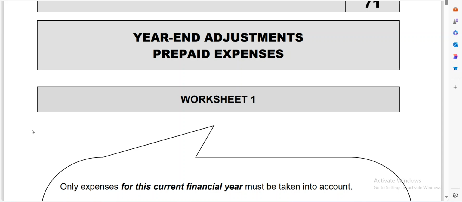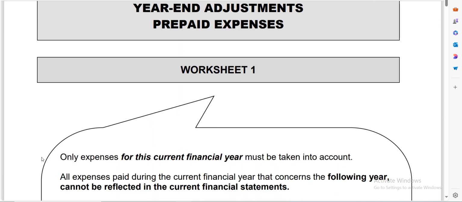Okay. Now, in accounting, there's a principle that we call matching. It says that expenses of this year should be matched with the incomes of this year. So, in other words, if an expense overlaps into the following year, we need to bring it down and make sure that it corresponds with the current financial year. Here they're telling us that only expenses for this current year must be taken into account. In other words, if we are within a particular year, we must make sure that we are only dealing with expenses and incomes of that particular year.